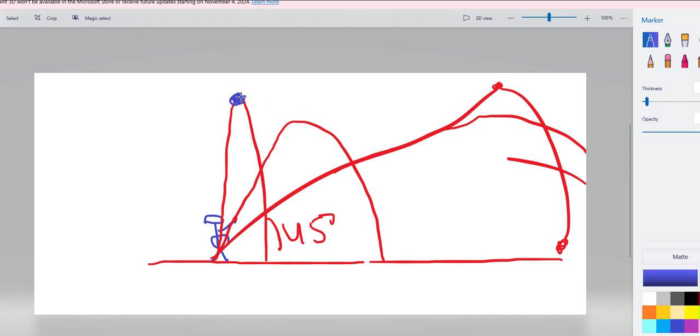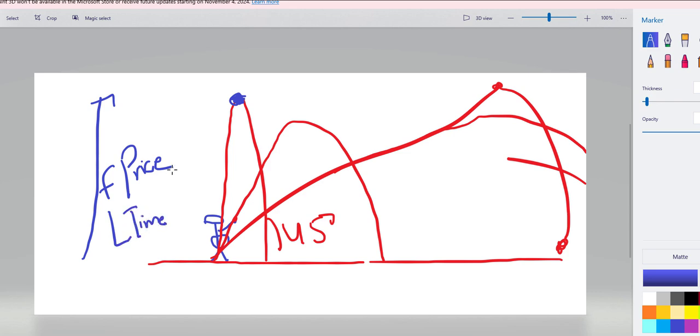The way Gann applied this one thing, he said, if you are moving faster in price, that means you have to spend less time in price, right? If you're spending too much, movement is happening.